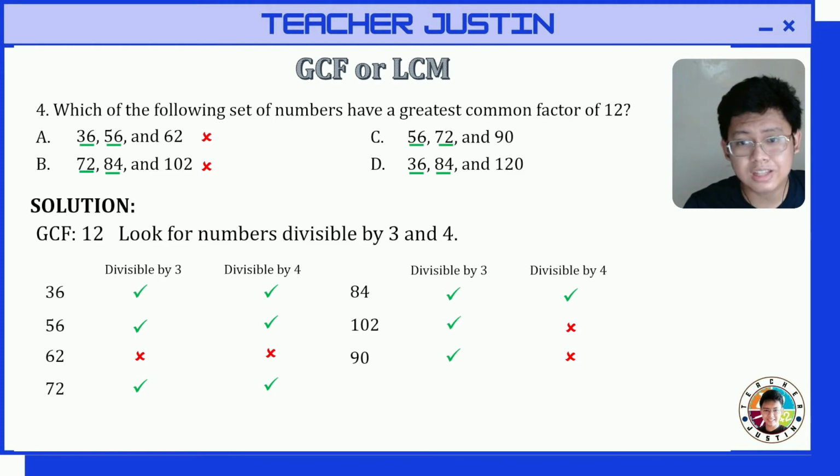Kasi 90 is not a multiple of 4. And last one, test natin si 120. 120 is divisible by 3 and also divisible by 4. So, lahat ng may 120, okay, underline natin.